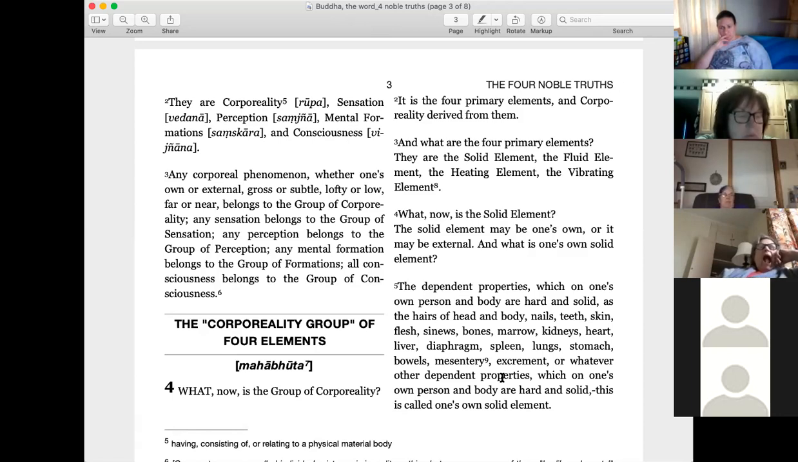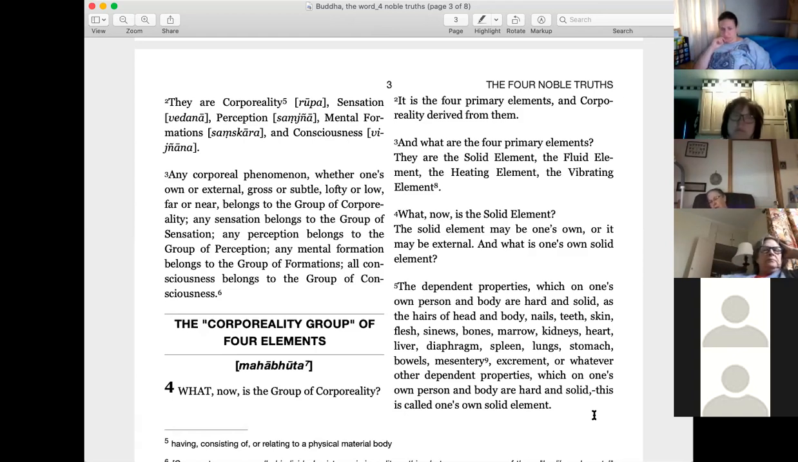So any corporal phenomenon, whether it's one's own or external, whether it's gross or subtle, whether it's a high or a low experience, whether it's near to us or distant, all of those belong to the group of corporality, the group of form. And any sensation belongs to the group of sensation. Any perception belongs to the group of perception. Any mental formation belongs to the group of formations. And all consciousness belongs to the group of consciousness. So we'll explore what those are.